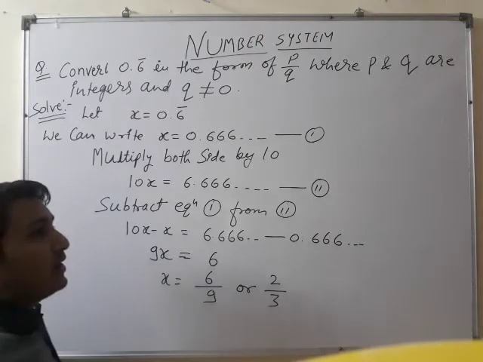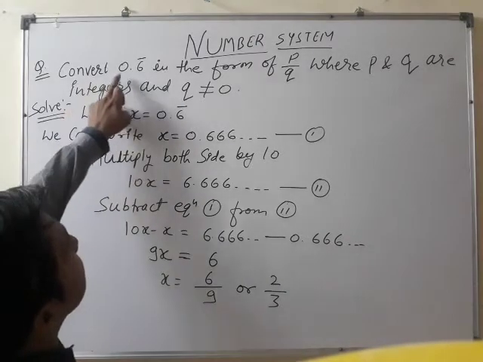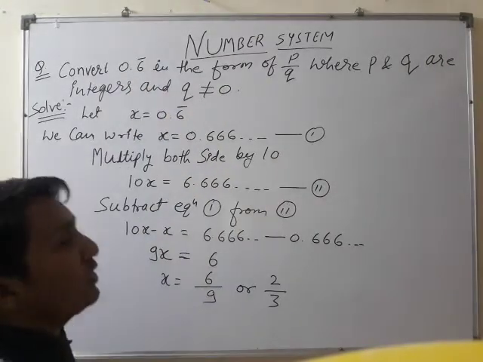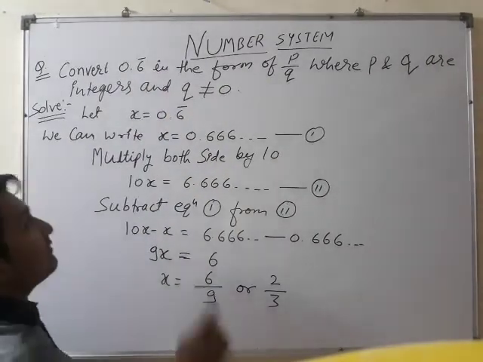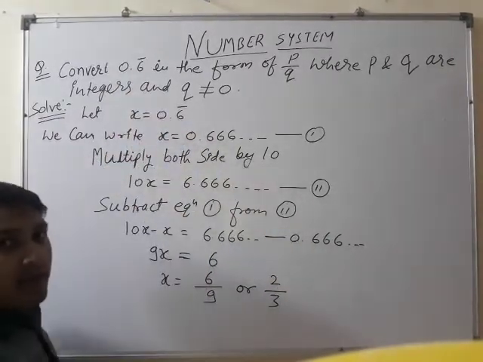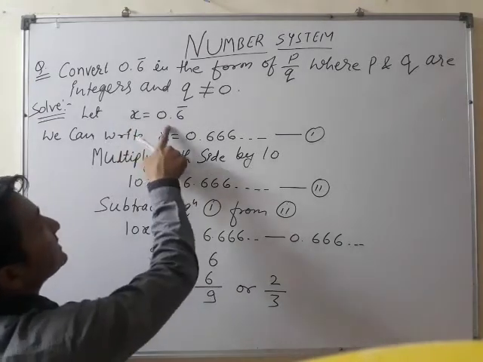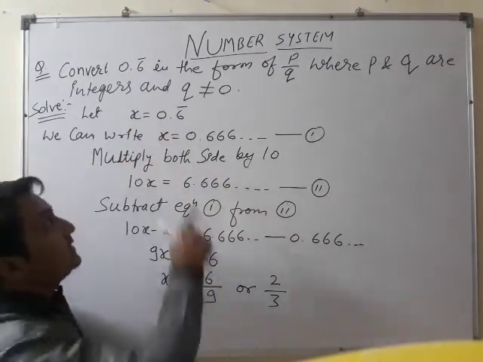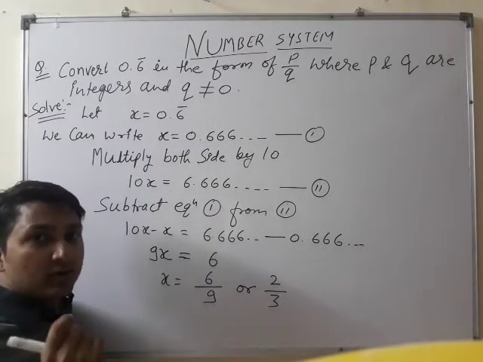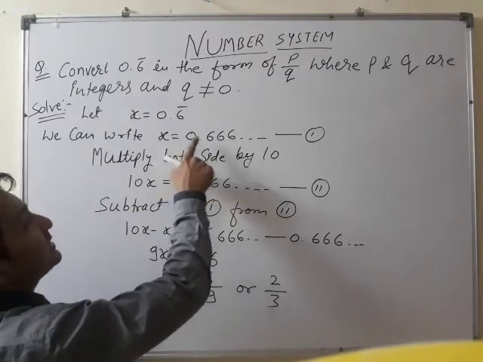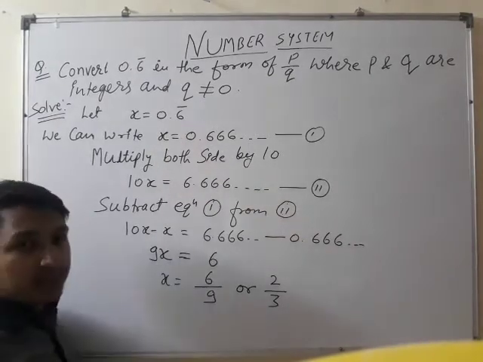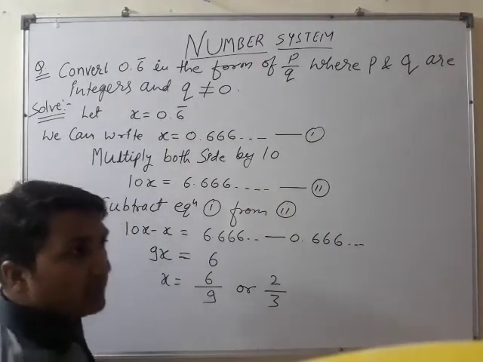Okay, so for example, we have the question: convert 0.6 bar in the form of p upon q. So first of all, we will assume that 0.6 bar is equal to x. Since the bar is written on 6, we will write 6 more than one time, because the bar is on 6, it means 6 is repeating continuously. It is a repeating number.